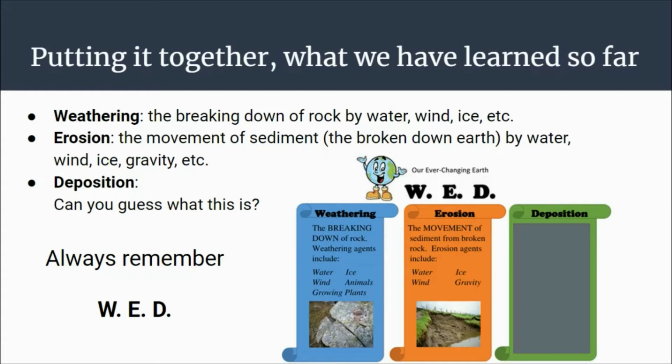Over the next few days, we're going to learn about the last part of this cycle, which is deposition. If you can take a minute, can you try to guess what this might be about? We have breaking down, we have movement. What is deposition? You can kind of tell from the name. Now that you've thought about that for a second, we can always remember this cycle by these 3 letters, W-E-D. When in doubt, remember the W-E-D, the WED cycle.